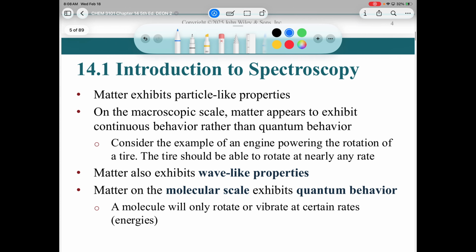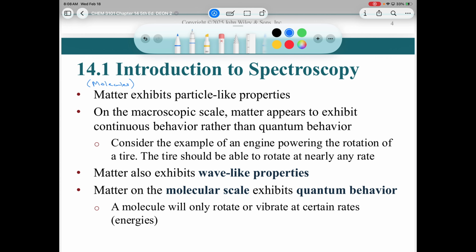All right, so let's talk about matter. And again, the type of matter that we're going to be interested in will be molecules. So matter exhibits particle-like properties. If we have a molecule, it can exhibit particle-like properties. On a macroscopic scale, matter appears to exhibit continuous behavior rather than quantum behavior. Consider the example of an engine powering the rotation of a tire. The tire should be able to rotate at nearly any rate.